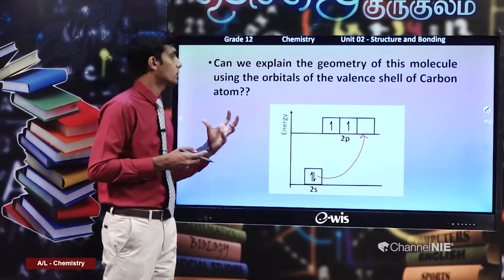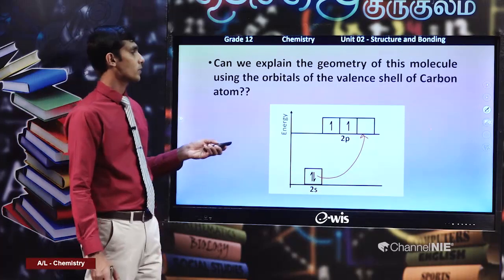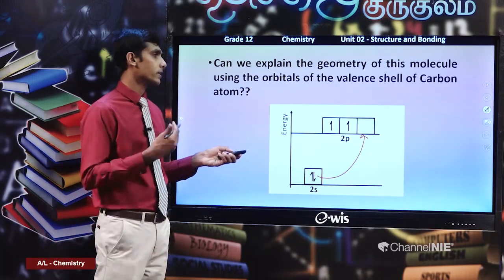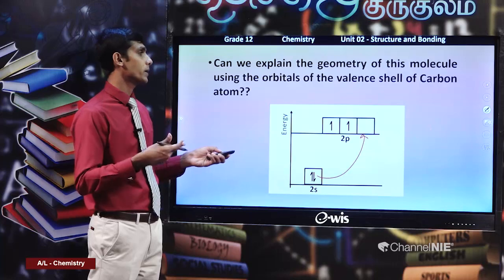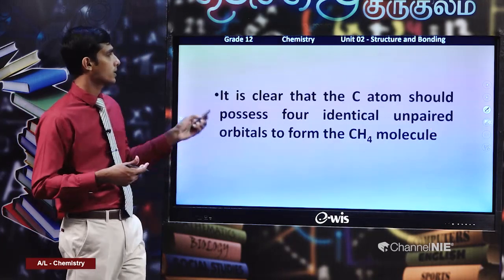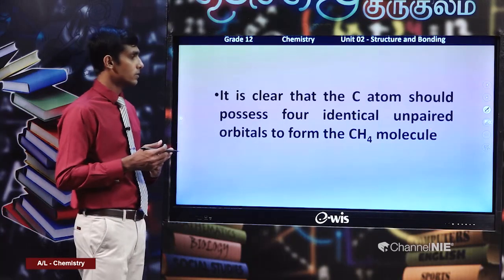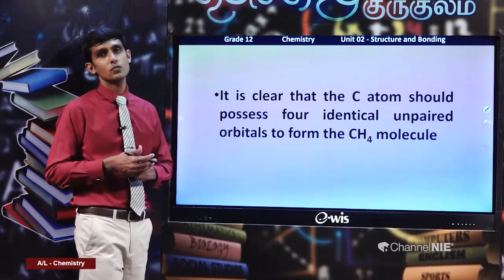Therefore, we need another concept to explain the way this type of molecule is formed. That means we need another concept to explain the geometries and bond angles of these molecules. So, it is clear that carbon should possess 4 identical unpaired orbitals before the CH4 molecule is formed.